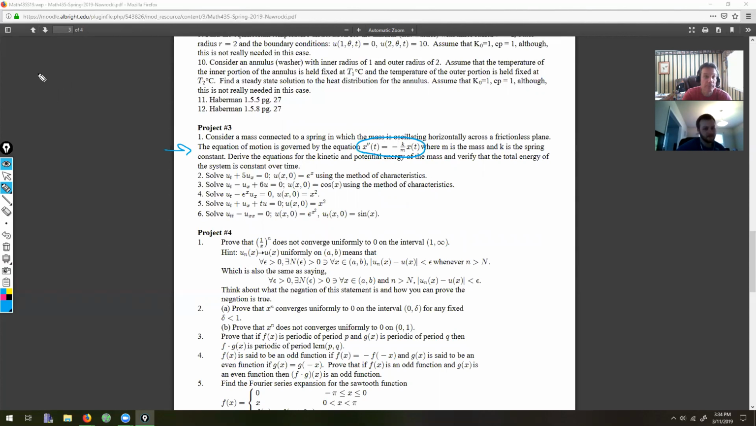So you have to remember kinetic energy is 1/2 mv squared, right? And so what's the v going to be in this case? Relating it back to this equation here, x prime of t. So it's going to be 1/2 m x prime of t squared. All right. Now what's the potential energy going to be?